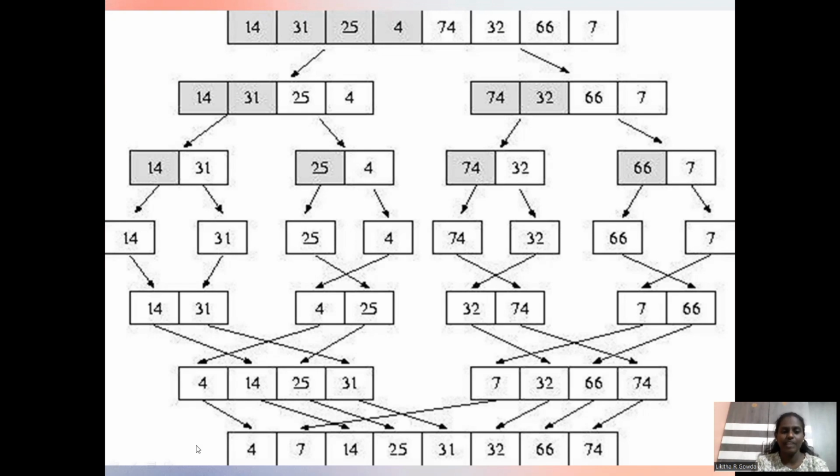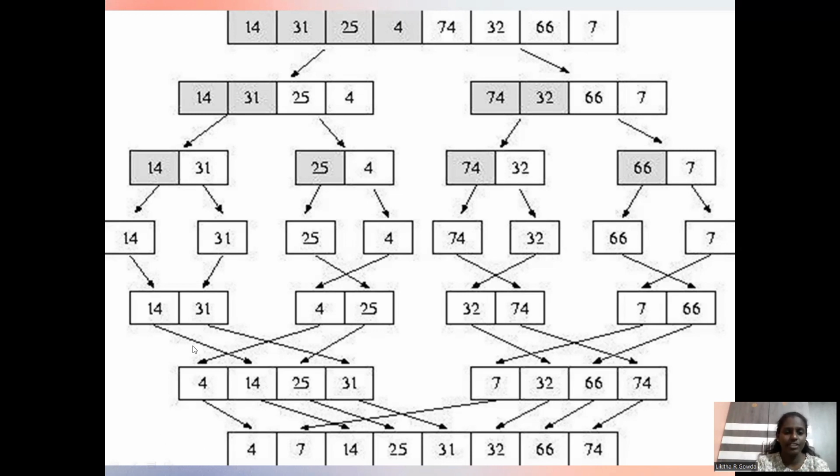And then 14 and 31 is already sorted, so 14 comes first and 31. And in 25 and 4, 4 is the smallest so it comes first and 25 comes next. And 74 and 32 also. 32 comes first and 74 comes next. And the same follows for 66 and 7. 7 comes first and 66 comes next.